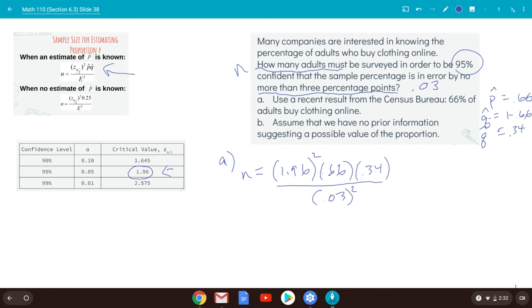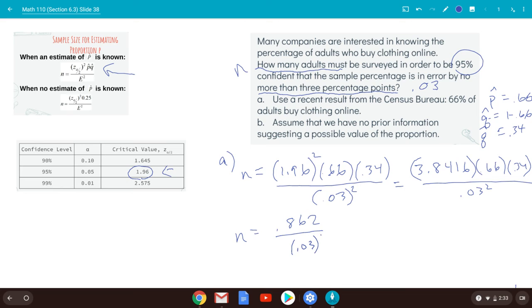And I hope that you try this with your calculator at home. But 1.96 squared is 3.8416. And then again, I have 0.66 times 0.34 divided by 0.03 squared. I believe if you simplify the numerator, it becomes about 0.862. And then if I divide it by 0.03 squared, I get 957.838.